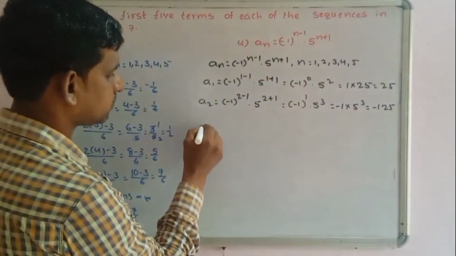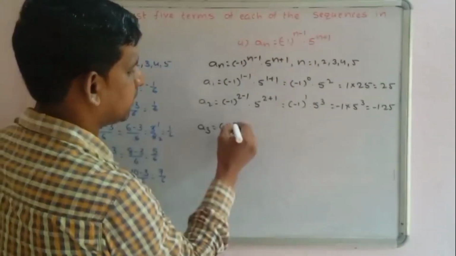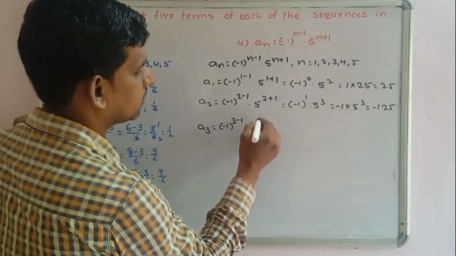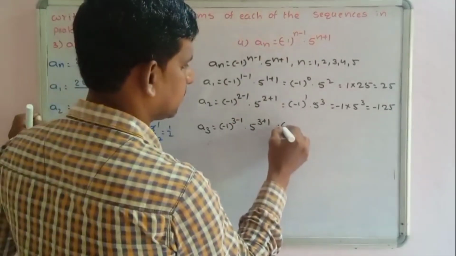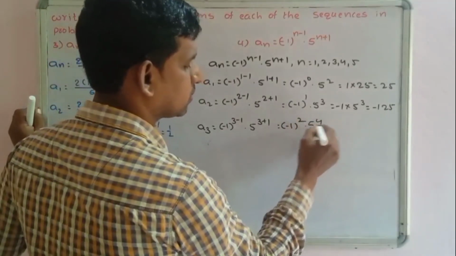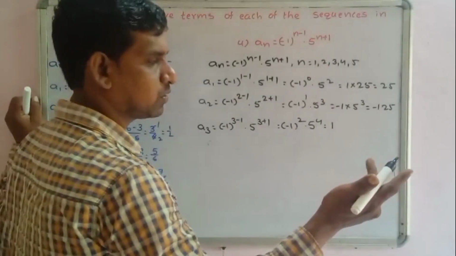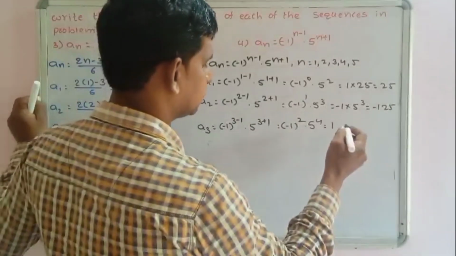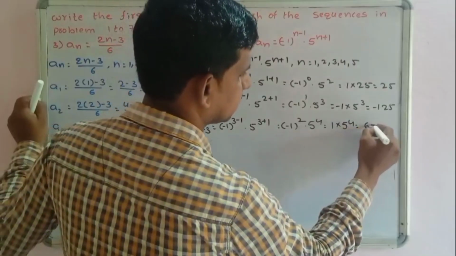Next, a3 equals to minus 1 power 3 minus 1 into 5 power 3 plus 1. That equals minus 1 power 2 into 5 power 4. Minus 1 to an even power is 1. 5 power 4: 5 times 5 is 25, 25 times 5 is 125, 125 times 5 is 625. That is 625.